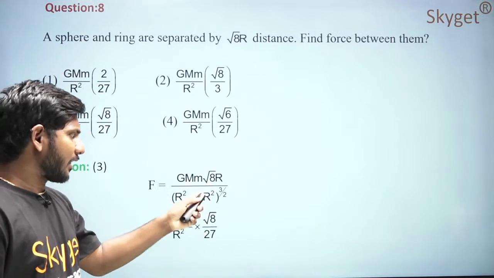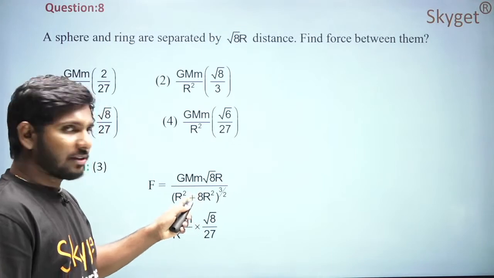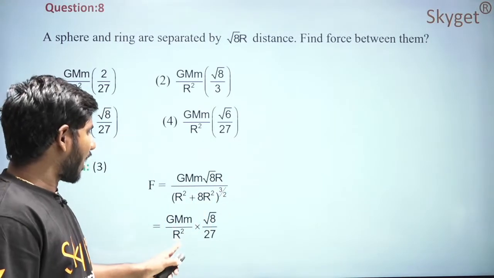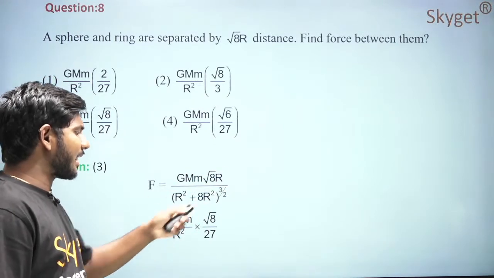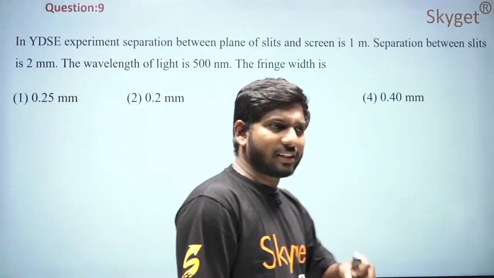If you square it, you will get 9r square. The square root gets cancelled, 3r whole square and 3r whole cube, that will be 27r cube. So r cube and r here get cancelled, G M M into root 8 by 27 is the answer. Just apply using that formula.